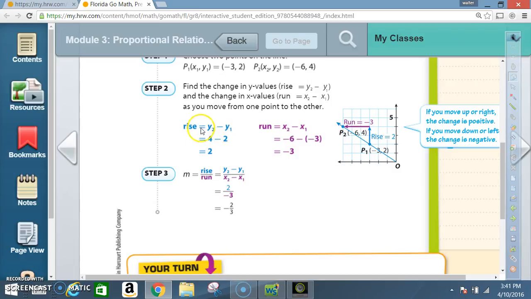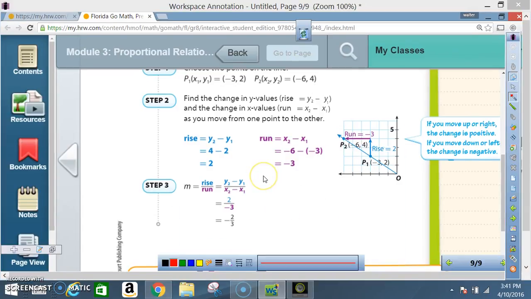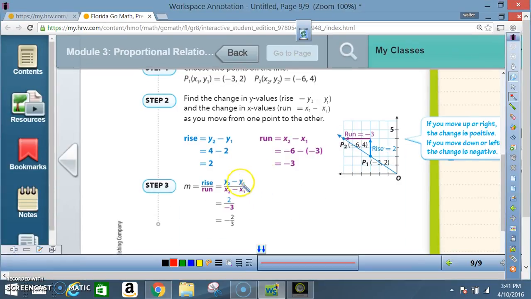So after computing the rise of 2 and the run of 3, we end up with 2 over -3. So in other words, y2 minus y1 was equal to 2. x2 minus x1, that was equal to a -3. So my final answer then is -2 over 3.